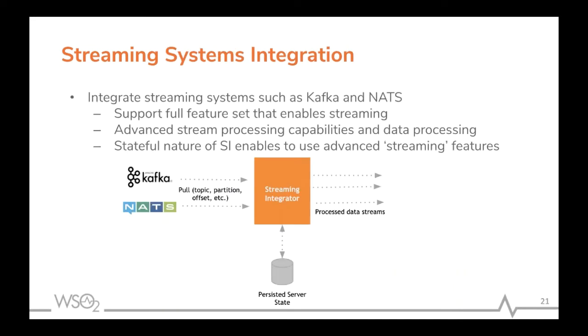And also we say streaming integrator is an ideal product for integrating streaming systems. When I say streaming systems here, I mean systems such as Kafka and NATS. We treat such systems as complementing technologies. Therefore, especially in Kafka's case, we support all the feature sets that enable streaming. For example, if you take Kafka, we support reading from multiple topics, multiple partitions, reading from an offset, and also consumer groups, all these streaming related features that they provide. We closely track the features being released by these vendors and keep our connectors up to date, well tested for functionality and performance, etc.